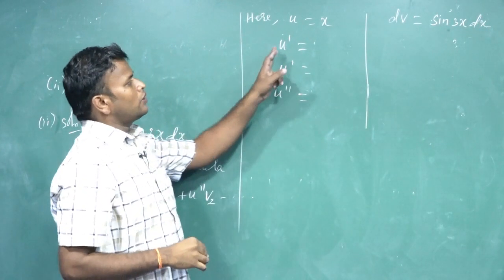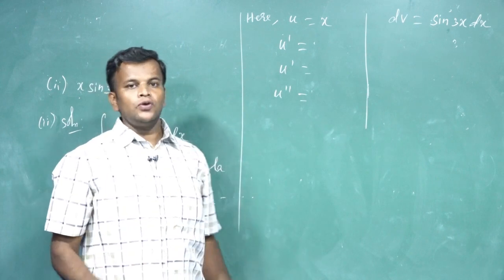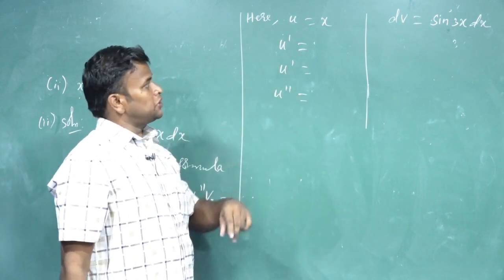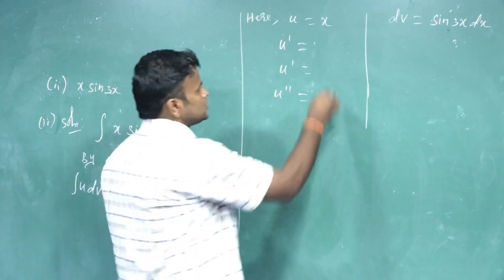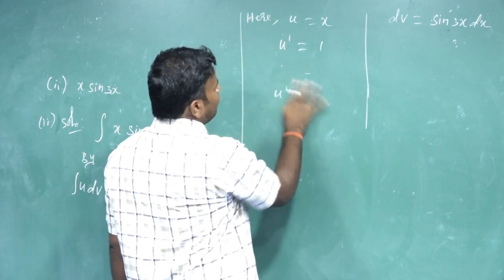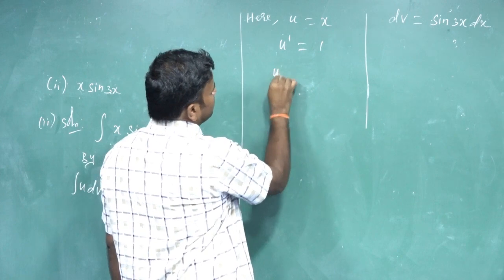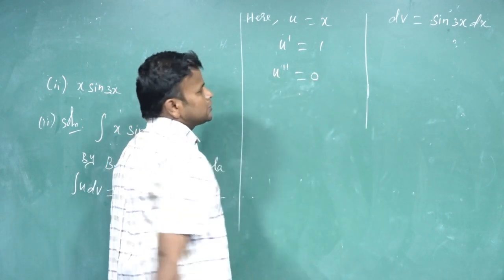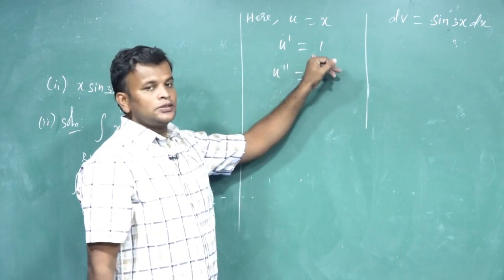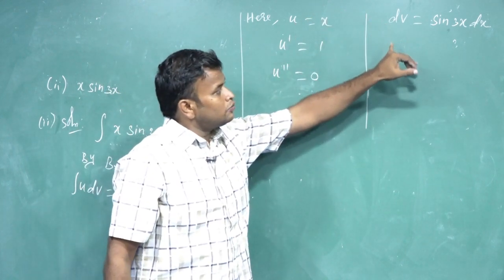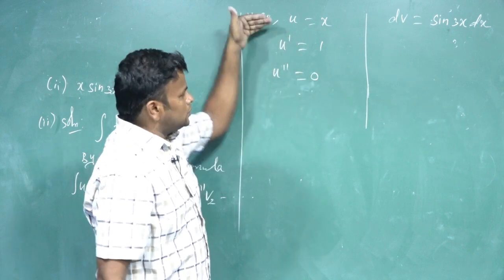I write only one line. What is the value of u dash? U dash means the differentiating of u with respect to x. X with respect to x is just 1. Okay. What about u double dash? That value is 0. So here we identify we need up to u dash. So we need up to v1. Okay. This part is over.